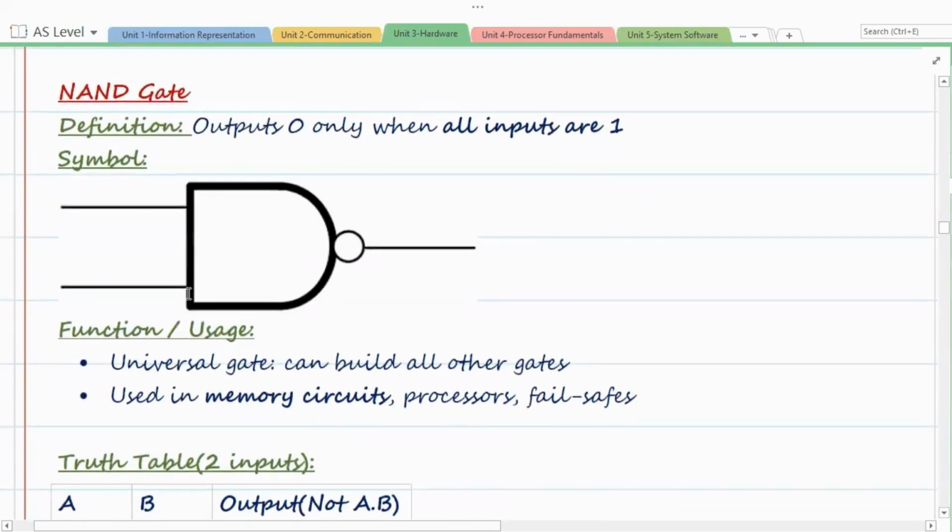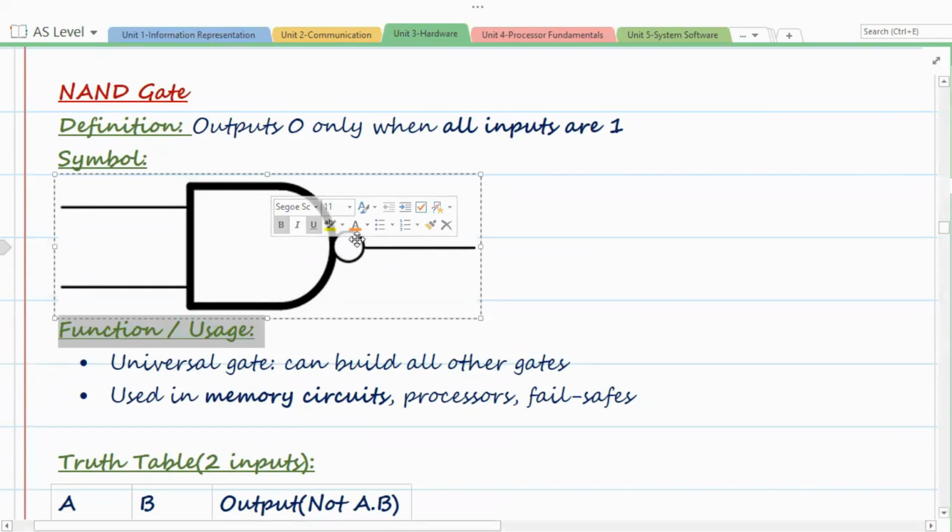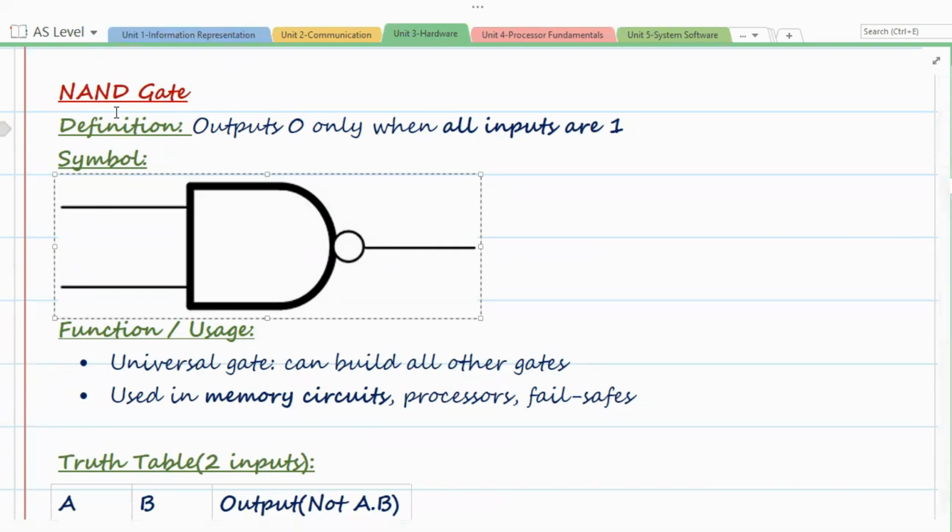Then comes the NAND gate. Now the NAND gate is an AND followed by a NOT gate. So this is your AND gate, and this circle represents that a NOT gate follows your AND gate. If it is an AND gate followed by a NOT gate, that means it is inverting the output of the AND gate. So if the AND gate's output is 1, it is converted into 0. If the output is 0, it is converted into 1. So exactly the opposite of the output that we receive from the AND gate is the output of the NAND gate.